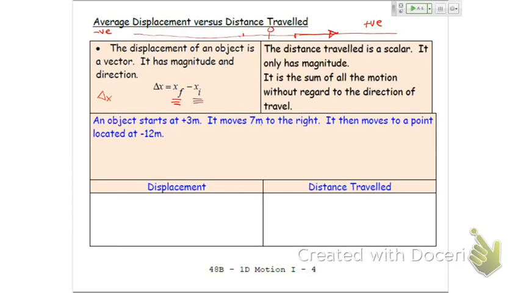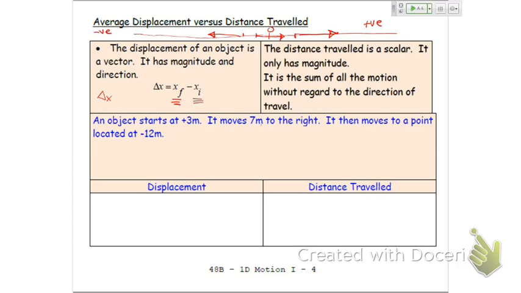I start off here and I end up there, so that's my displacement for that journey. I start off here and I go past the origin and I go there. That's another displacement, and so on. This is what I'm envisaging in my mind. The distance traveled is a scalar. It only has magnitude. There's no real direction. You go there and you come back, and you go there and you come back, and it's just how far you travel.